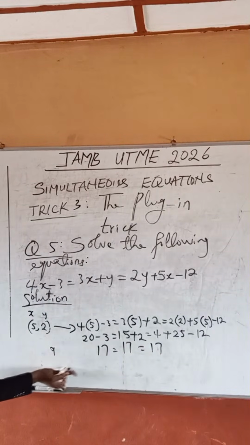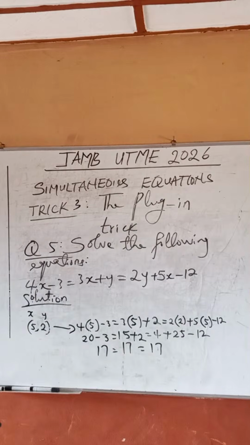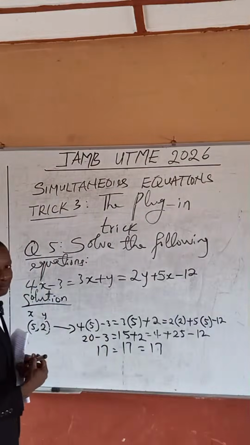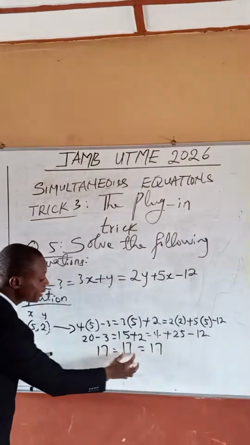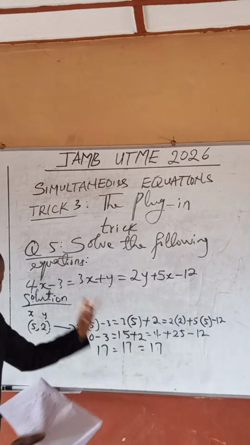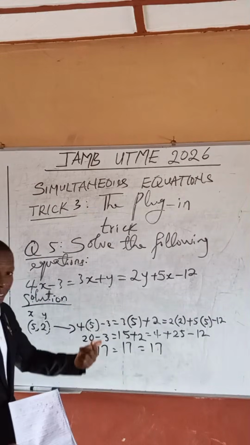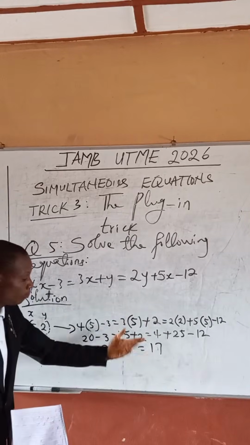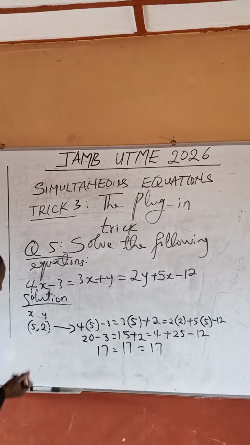So this is the plug-in method. If you see that this is 17, 17, 17. If at the end of the day you didn't get 17, 17, 17, then go ahead and use another pair of numbers, X and Y. Keep plugging in. That is called the plug-in trick. So the answer is actually this.